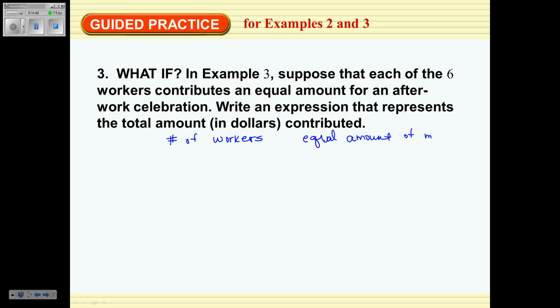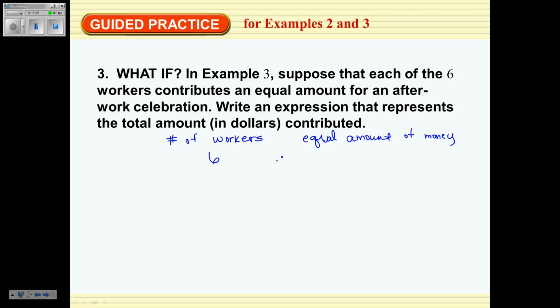I'm not sure of an operation yet. Let's think about this. My number of workers is 6. They're all giving an equal amount of money. So let's just kind of assume that they all give $10. Okay? And if 6 people give $10, how much money do you have? You're going to have $60. So what operation did you use for that? Hopefully you know that you used multiplication. Okay? So since we don't know the equal amount of money at this point, we need to assign it a variable because we don't know what everybody's contributing. It might be $1, it might be $5, it might be 10.